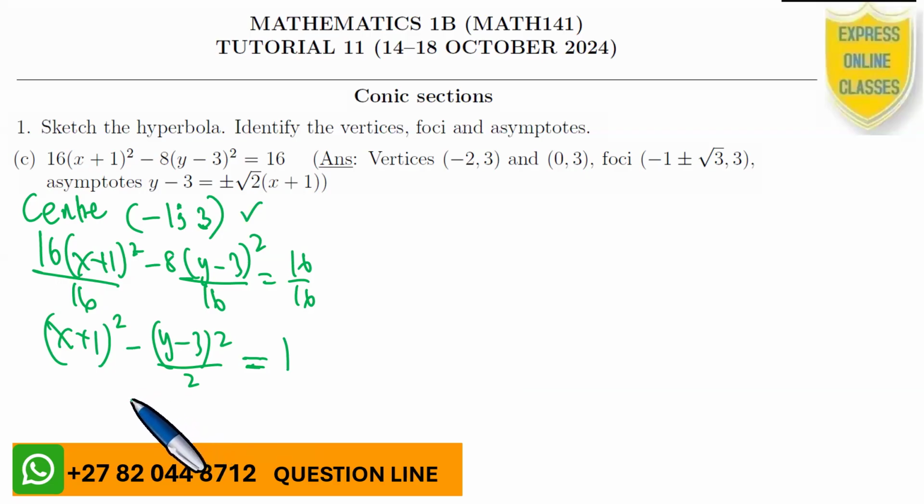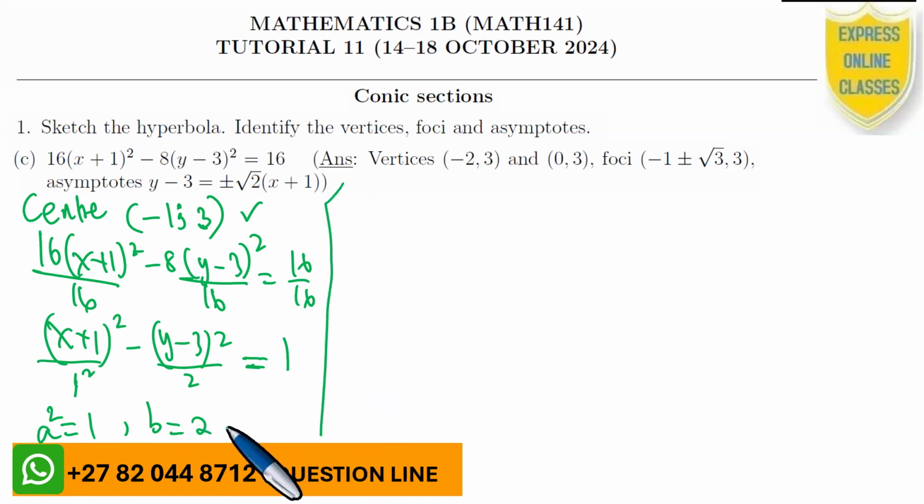So now, because there's nothing here, you can write it as one squared. So A is one squared. So it means, therefore, our B becomes what? Becomes the square root of 2. Take the square root of this because this is B squared.